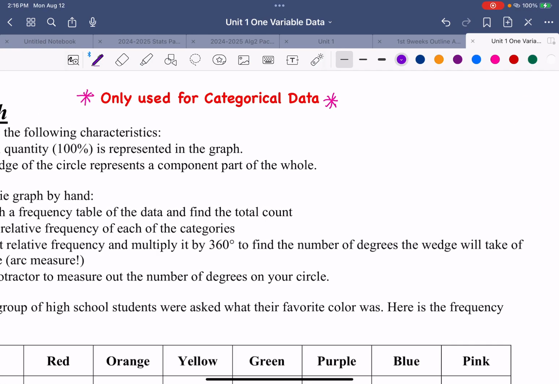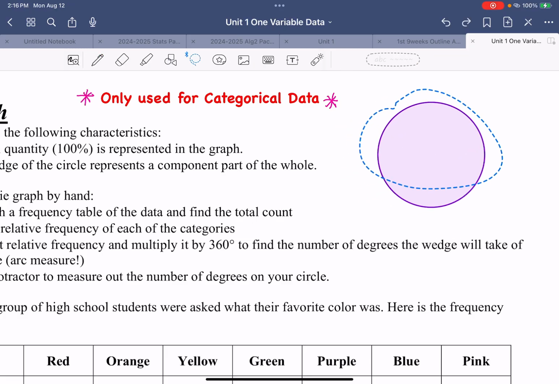When you create these, I'm going to draw a little circle. I know I've got a tablet, so I'm kind of cheating here. Oops, undo. Get this out of the way.